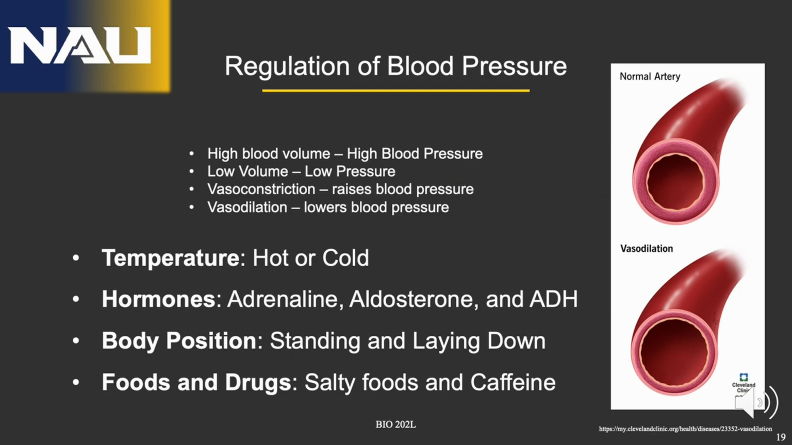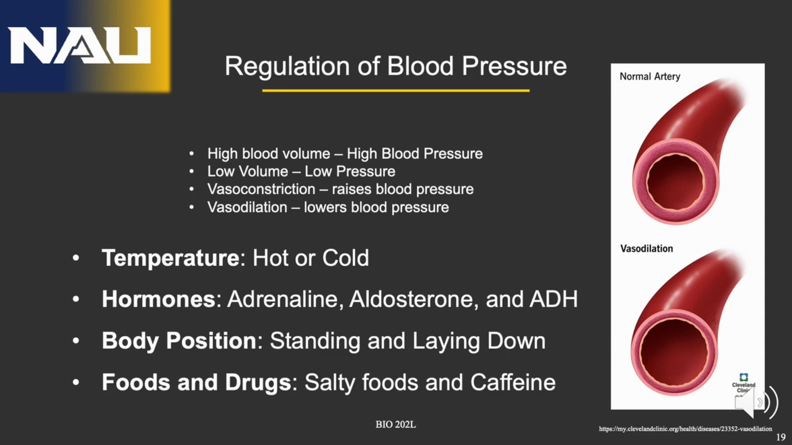Body temperature: when you're hot, blood vessels dilate. It's called vasodilation, and this releases heat and lowers blood pressure. When cold, vessels constrict. It's called vasoconstriction, to conserve heat, raising blood pressure.